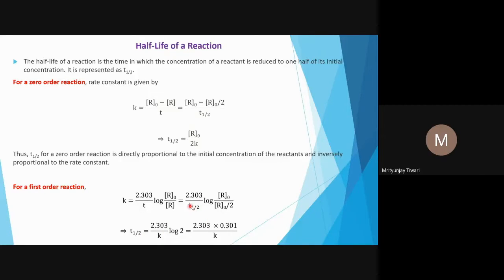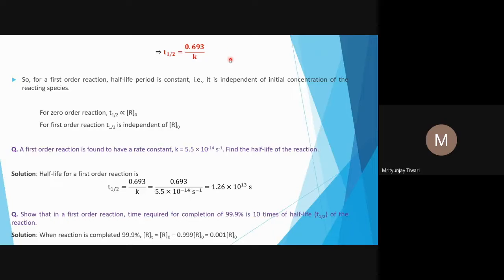We have just interchanged the position of T half and K, and one can do that very easily. T half was in the denominator on one side, so it will go here in the multiplication, and since K is in multiplication, it will go in the denominator. So T half is equal to 2.303 by K log 2. The value of log 2 base 10 is 0.301. On multiplying 2.303 into 0.301, we get 0.693. So T half is equal to 0.693 divided by K for the first order reaction.